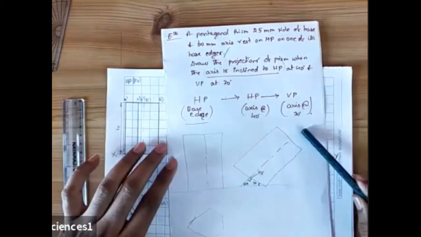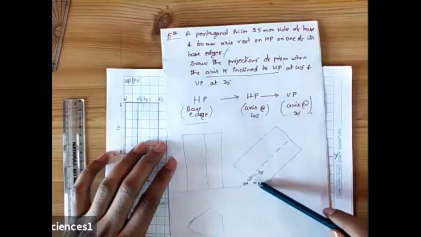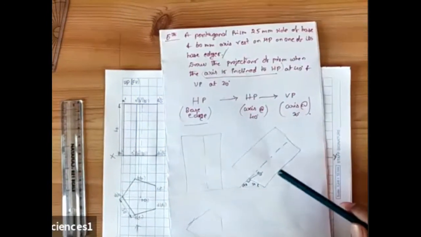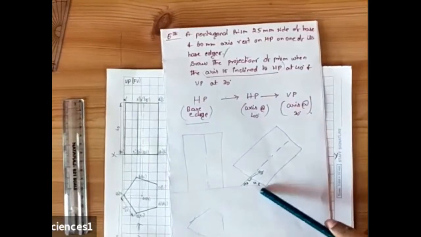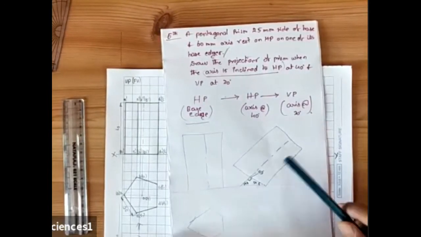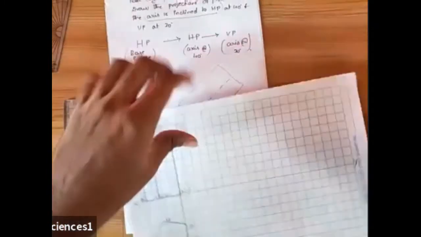In every problem, you're supposed to find this out. You cannot draw the axis directly. So that is why we calculate the base inclination. How much did you get? You got 50. Okay, now I'll start inclining the base first.